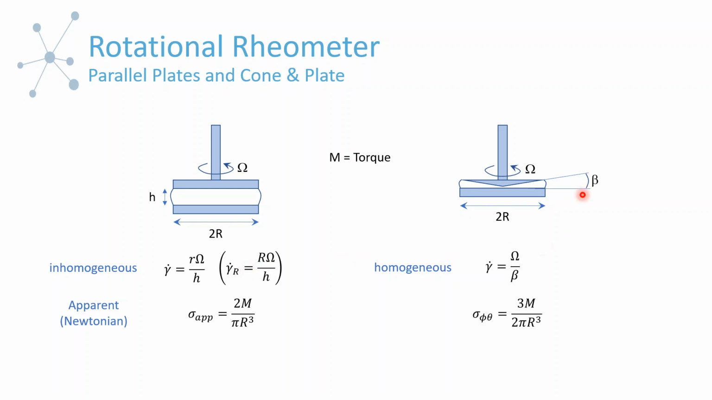And then over here on the right, we have an example of a cone and plate rheometer. Again, we can control the angular velocity omega here, but because of the angle of the cone, in this case beta, this changing angle across the entire radius of the plate is what creates the homogeneous flow exerted by the cone and plate instrument. And so we can calculate this shear rate, again, gamma dot equal to the angular velocity divided by the angle beta.